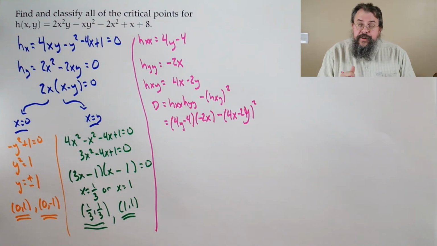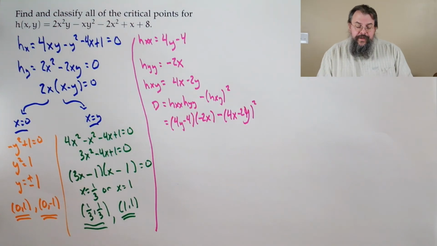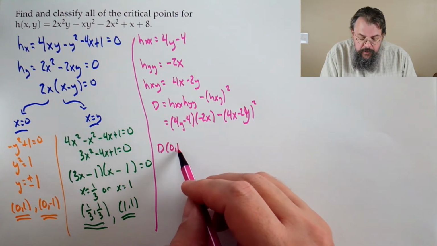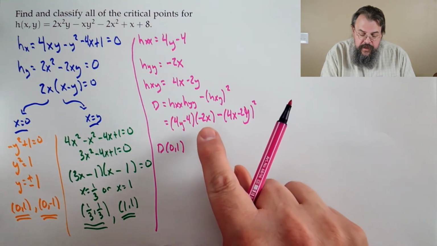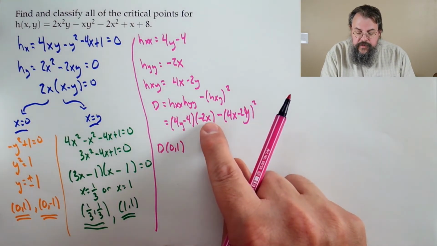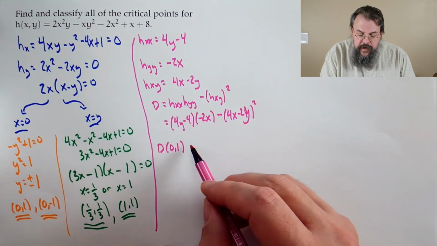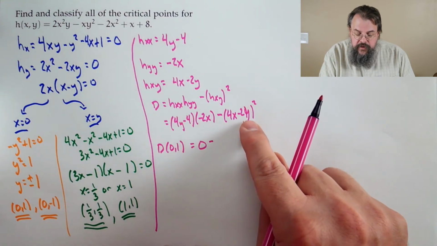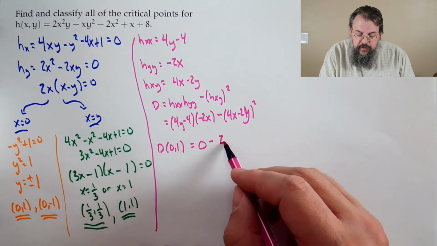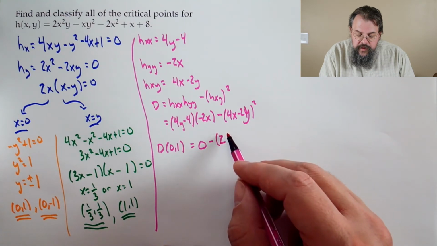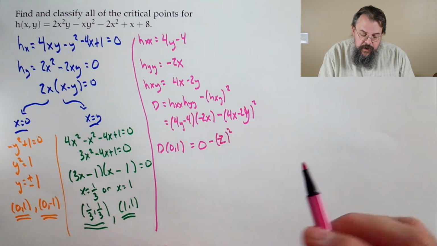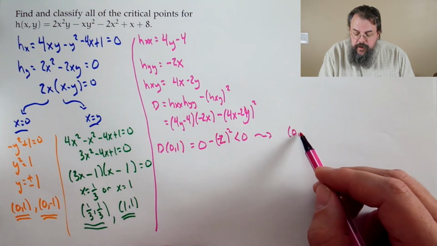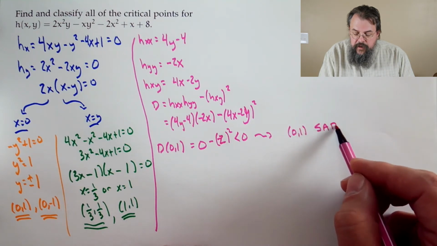And now we test every single point. When we plug in 0, 1, everywhere where we see an x, we're going to get a 0. That knocks out the first term, right? Because there's an x right there. Gone. 0 minus, and we have 0 minus 2 squared, right? Well, that's a negative value. So that says 0, 1 is a saddle.